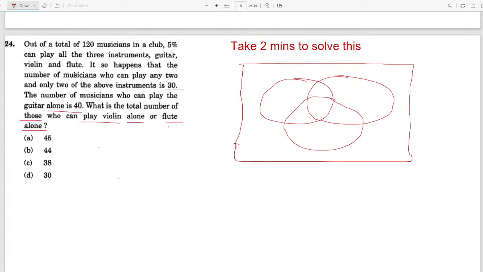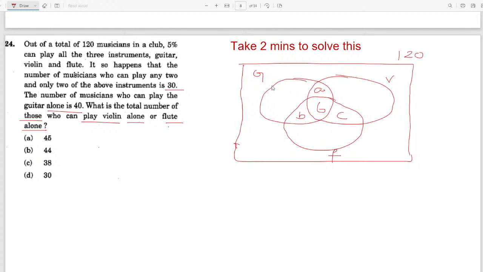And the first statement says that there are 120. I'll write 120 here. The first statement states that 5% can play all the three instruments, guitar, violin, and flute. 5% of 120 is 6. So 6 people play all the three instruments. And it so happens that the number of musicians who can play any two and only two of the above instruments is 30. So for example, let this circle be guitar. I'll write G here, violin, and flute.